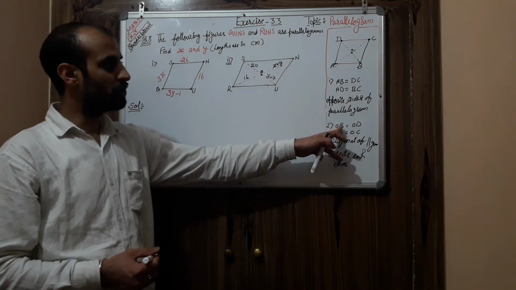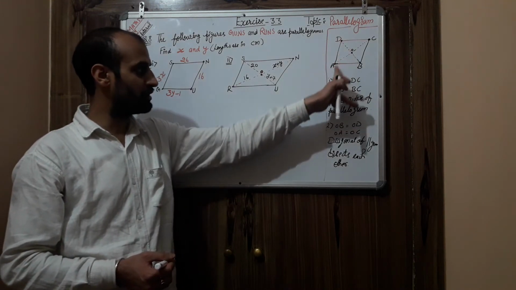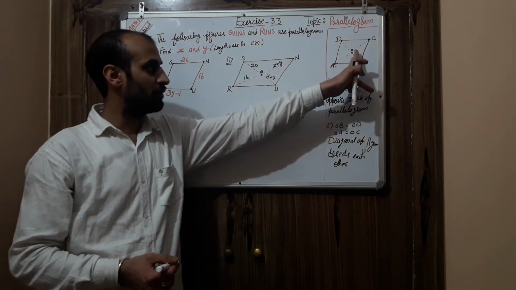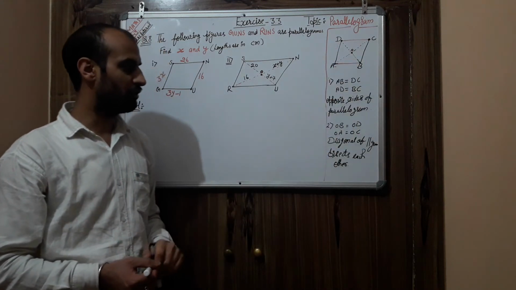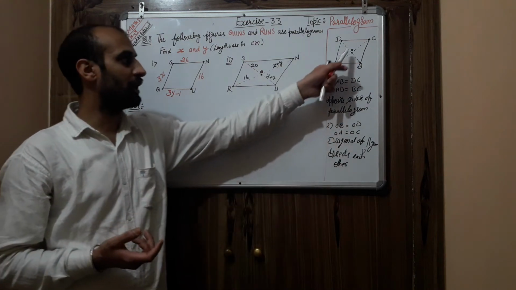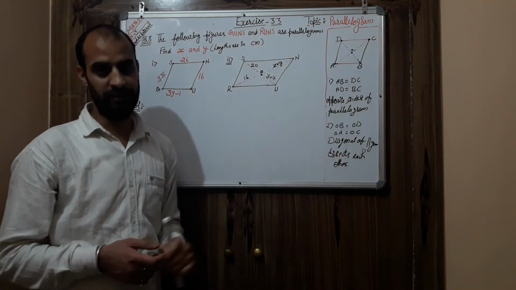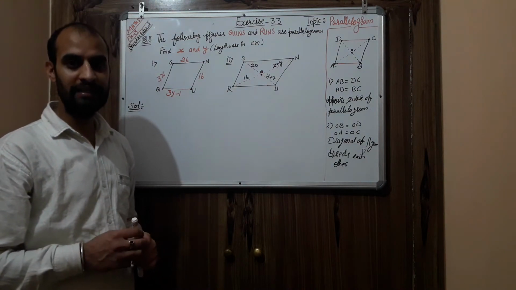Second observation, O to B, this is OB length, and OD length; O to A and O to C, that is OA and OC. They are equal. So diagonals bisect each other means the two parts of a diagonal are equal to one another. These two properties today we are going to utilize.